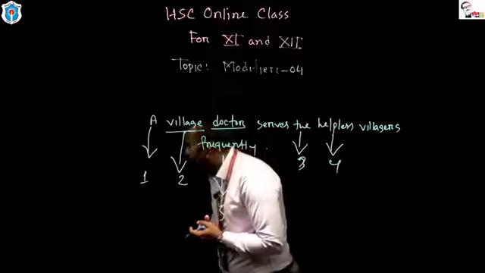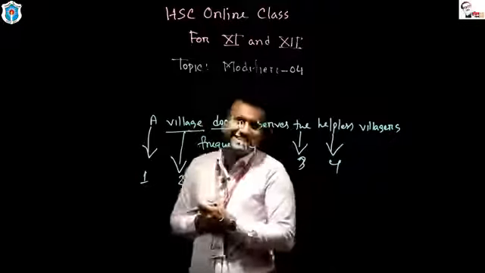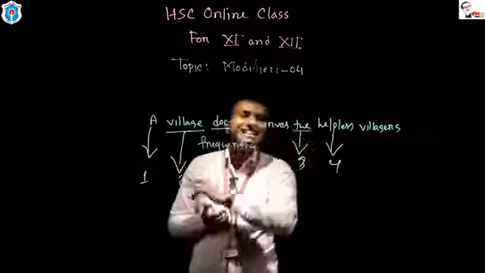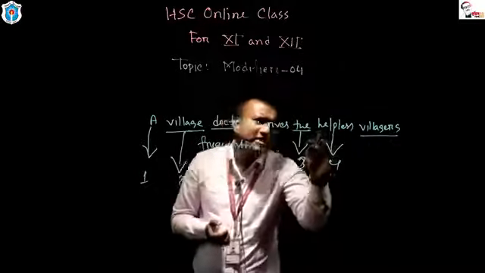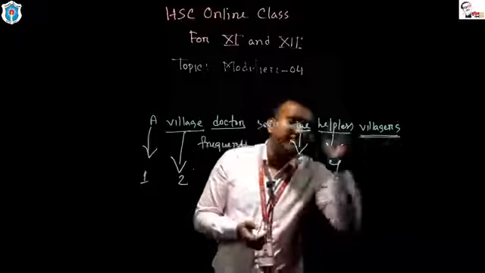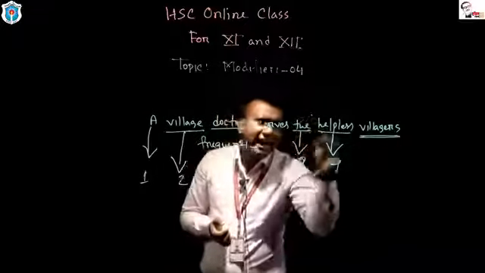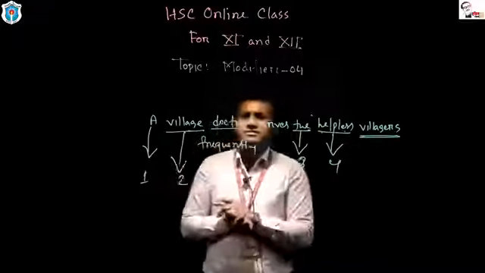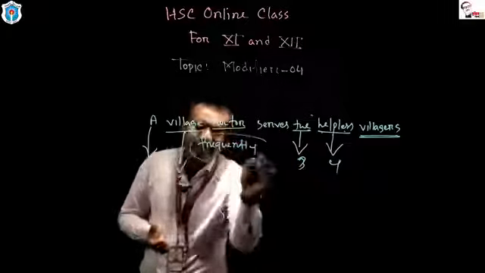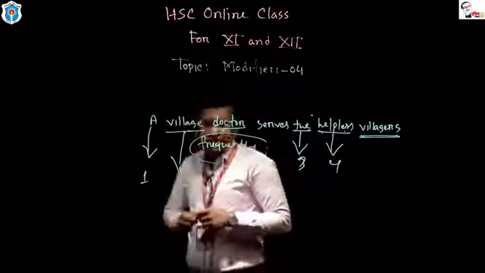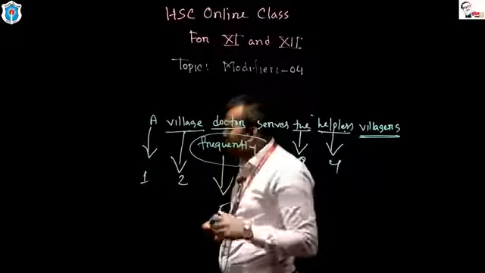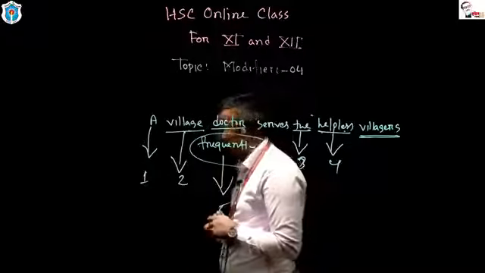Clear to you? Now look here, the is a modifier because it has modified villagers. Helpless is a modifier, it has modified villagers. Okay, the and helpless have become pre-modifiers. What about frequently? Is it a pre-modifier or post-modifier? Dear students, is it a pre-modifier or post-modifier? Dear students, frequently.